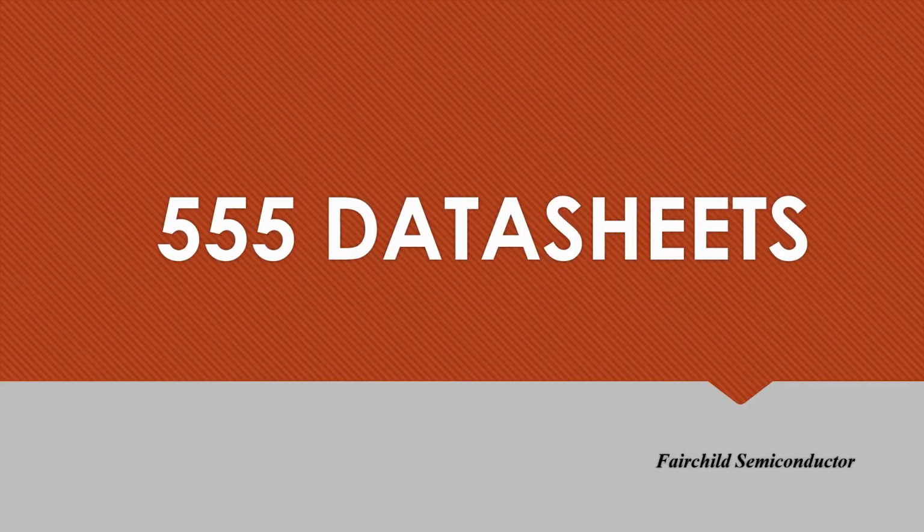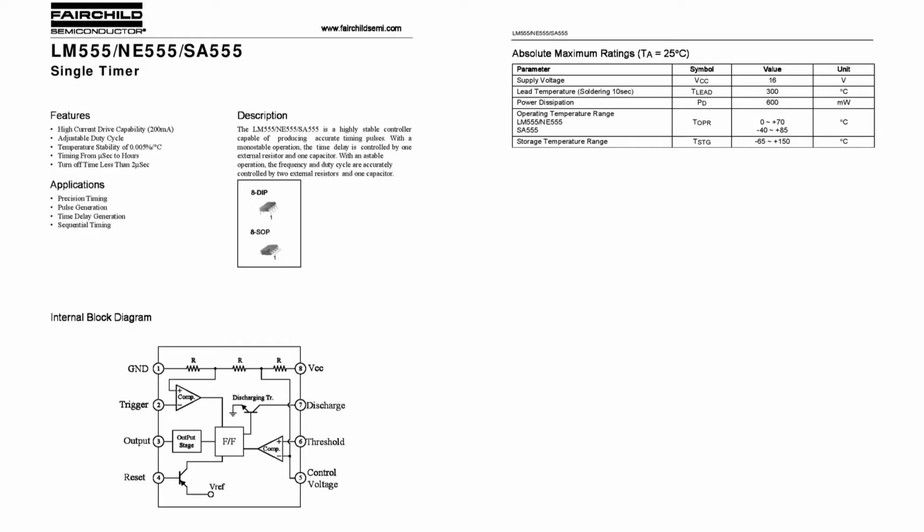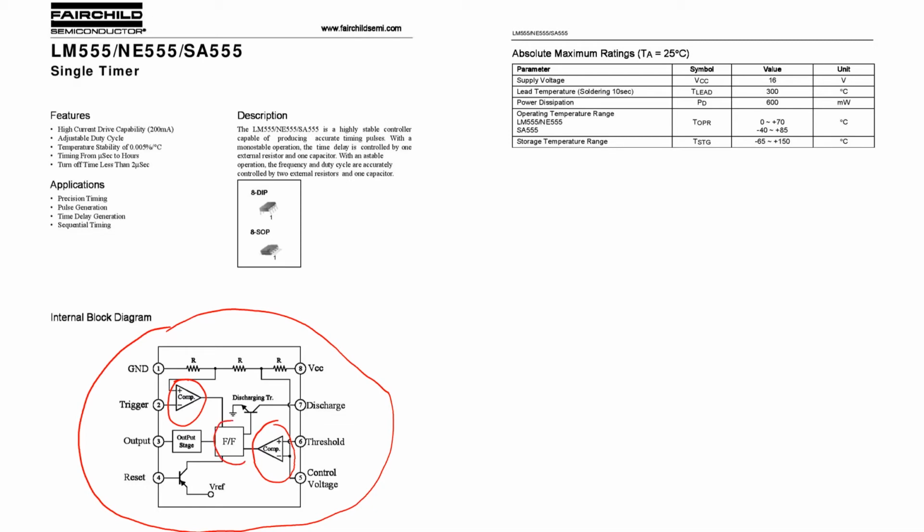Next we will talk of the data sheets. So these are the data sheets of 555. Here you can see the internal block diagram of the 555 timer. It has two comparators, a flip-flop and transistors.